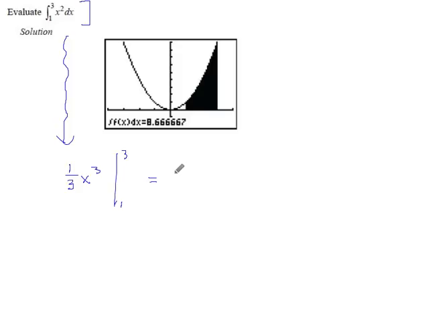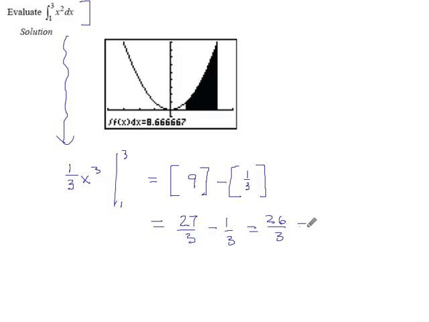And so if we carry that out, we get, plugging 3 into this, 3 to the third is 27, a third of that is 9, minus, then we plug 1 into it. 1 to the third is 1, a third of that is 1/3. And if we turn those into fractions, 9 is 27/3. Take away 1/3 and we get 26/3, which is the same as 8 2/3, which is the same thing that they got when they did this electronically. So it looks like integration still works today.